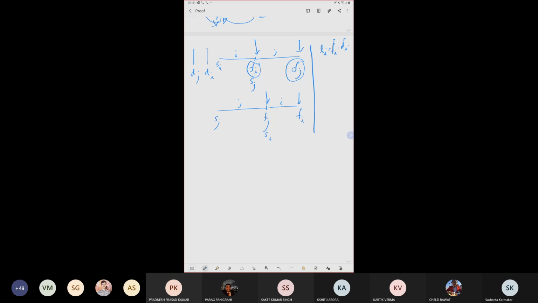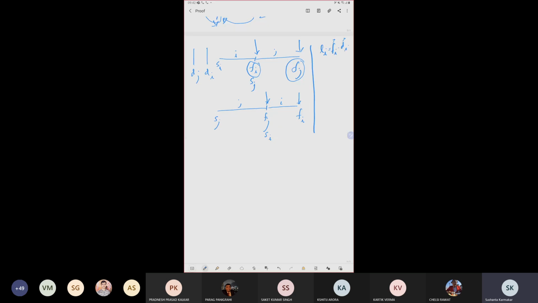So overall, I see that if you consider J's finish time, then J's finish time has decreased in this case. So therefore, if J was contributing the maximum lateness in the earlier case, that has reduced actually. Right. So J is not the point of concern.